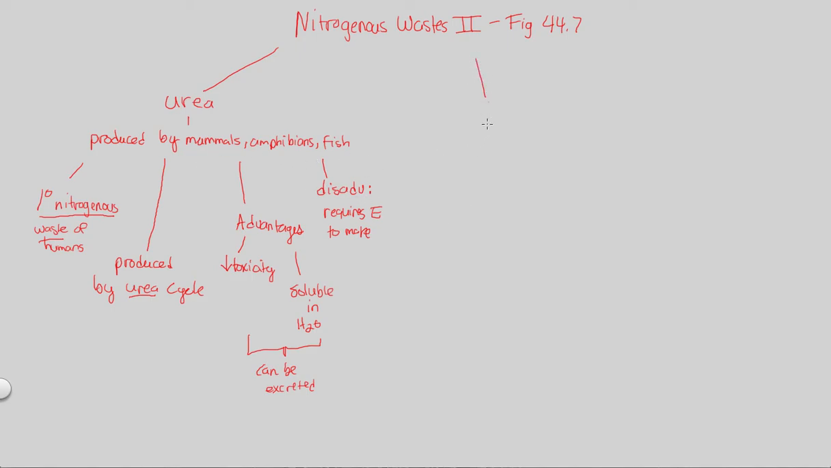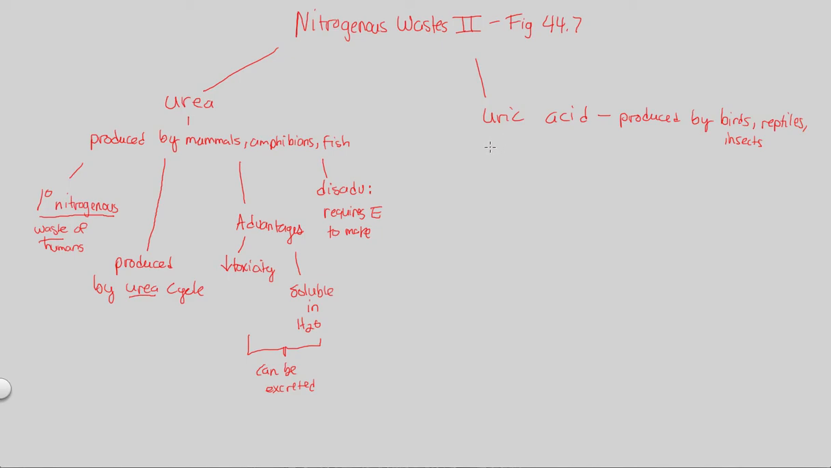Uric acid is the other conversion possibility, right? I said you can convert ammonia into urea or uric acid. Uric acid is produced by birds, and you will really understand this in just a second. Why? Birds, reptiles, insects, and land snails. I'm not even going to write the land snails part. So birds, reptiles, and insects. Very common organisms that we encounter in our day-to-day lives for the most part, right?